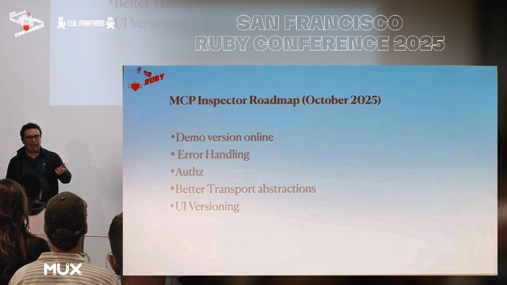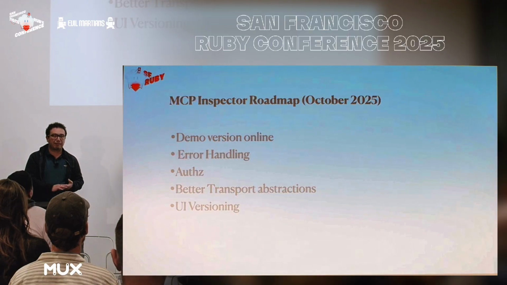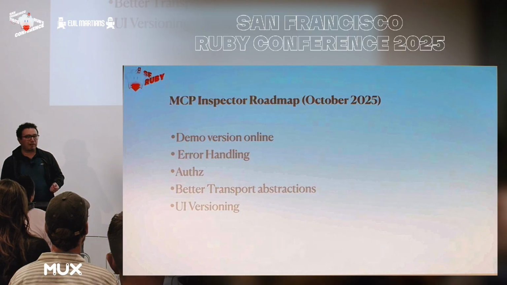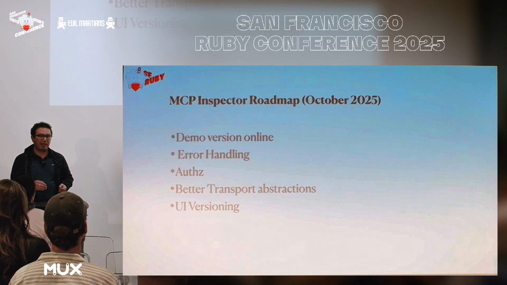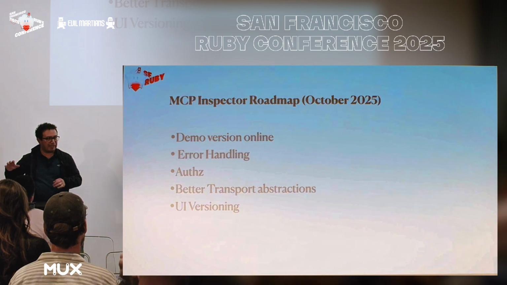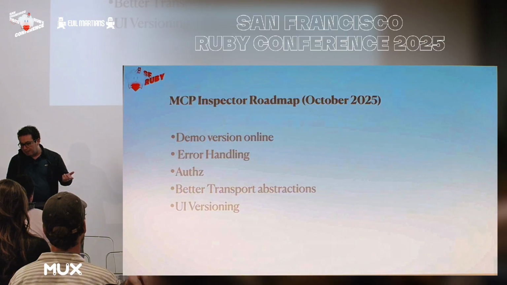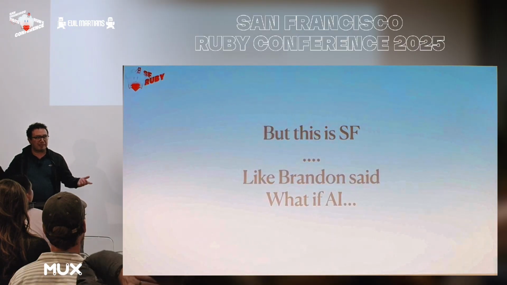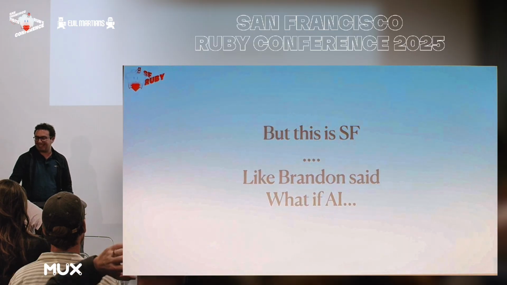I want to add error handling, authorization, better transport abstractions, and of course, UI versioning. That was one of the things that I wanted to do. So you get a UI, the MCP server changes, and then you can get a different UI based on that. But this is San Francisco, like Brandon said, what if AI, right?